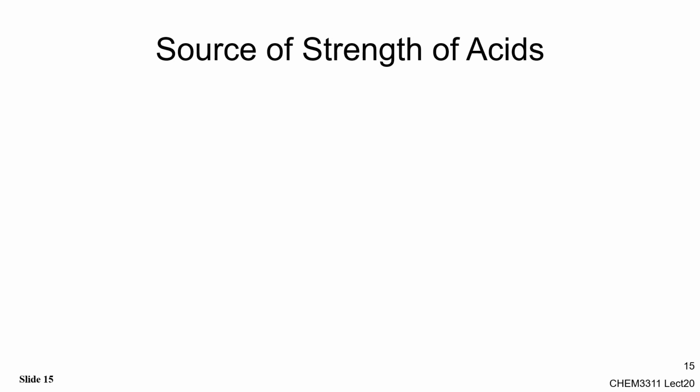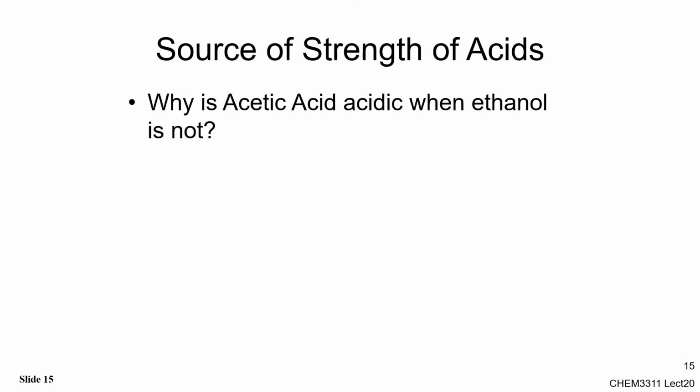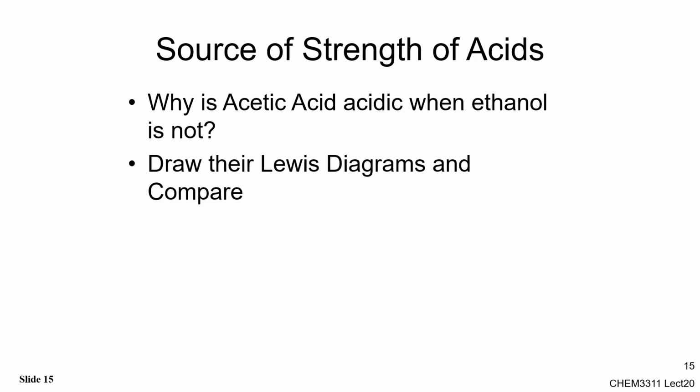Let's look at why acids are acidic and other compounds that contain hydrogen atoms are not. Specifically, we're going to compare acetic acid, which is also known as ethanoic acid, its IUPAC name, because it has 2 carbons in it. We're going to compare it to ethanol, which is an alcohol with 2 carbons. Why is acetic acid acidic and ethanol is not? So we're going to first draw their Lewis diagrams and compare them.